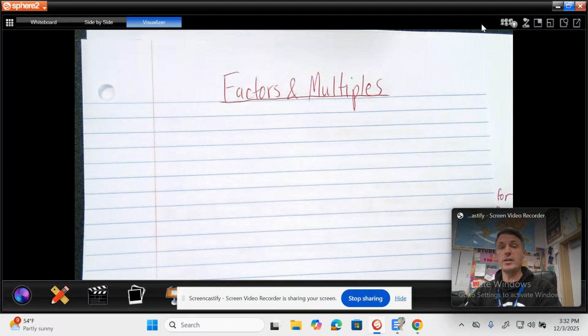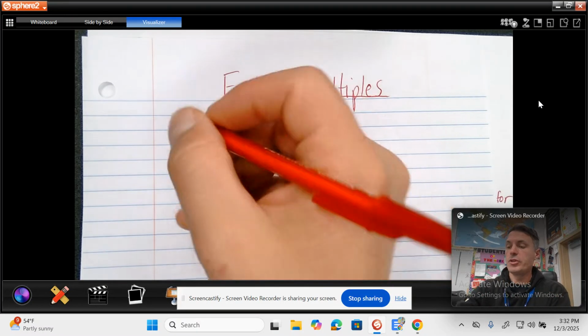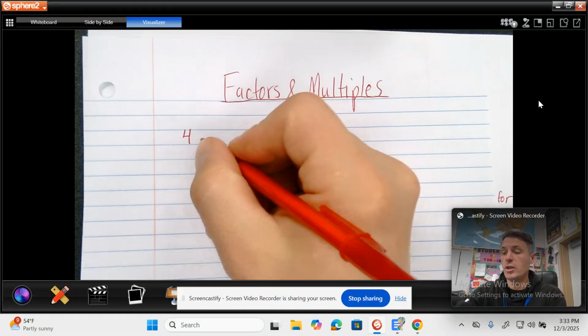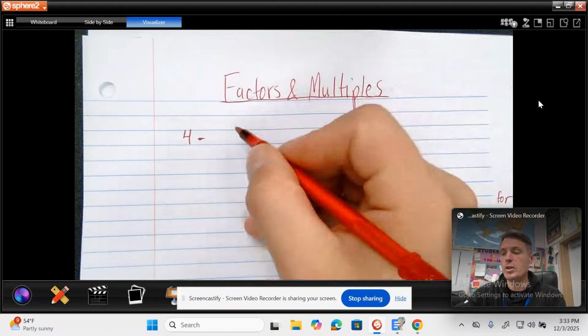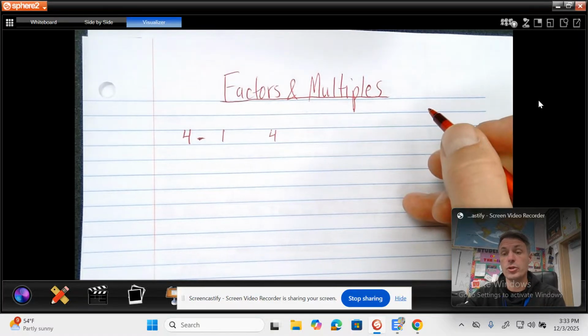So let's take one number and list the factors and the multiples of that one number so that we can see what factors and multiples are and how they are different from each other. So let's take the number 4. The factors of 4 are all the numbers that can be multiplied together to equal 4. So if we're going to list the factors of 4, we know 1 times 4 equals 4, so 1 and 4 are factors of 4.